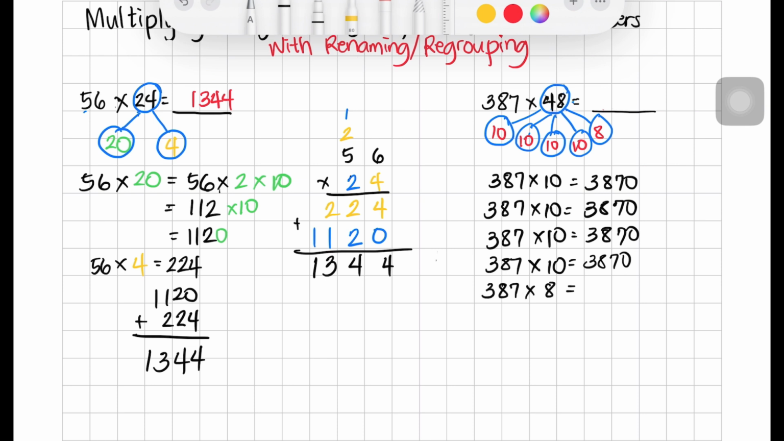We can now multiply with 8. So 387 times 8. 7 times 8 is 56, regroup 5. 8 times 8 is 64 plus 5, 69, regroup 6. 3 times 8 is 24 plus 6 is 30. So 3,096. So we will just be adding these partial products together. So let me just write that down.